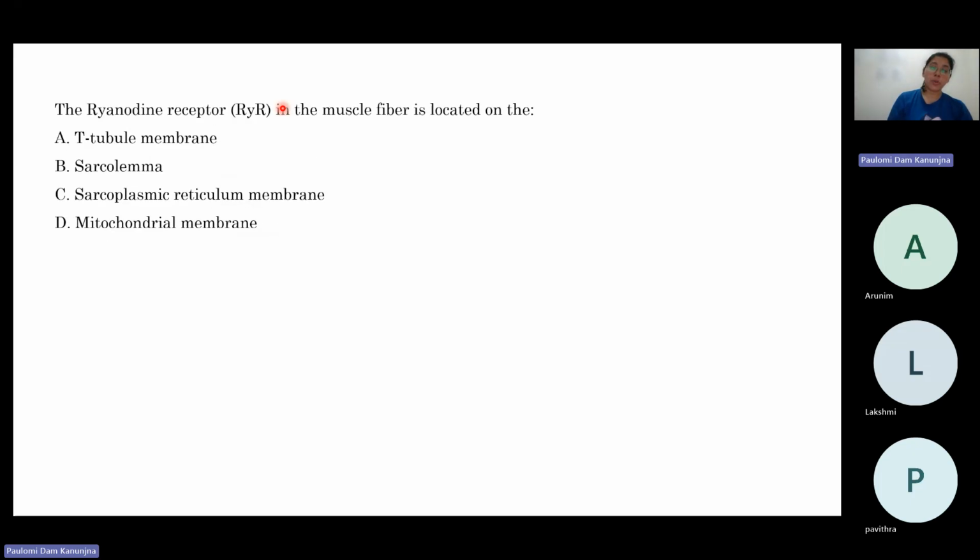Okay, then I spoke about the receptor, so let's talk about the receptor here. The ryanodine receptor in the muscle fiber is located exactly where? Now, how do you remember this? There are two receptors, so you need to be very careful about which receptor I'm talking about. Is it the other receptor or this receptor? I will just cover the questions related to this, and then I will explain the entire thing just in case you are confused. But for now, this receptor, ryanodine, where is it present?